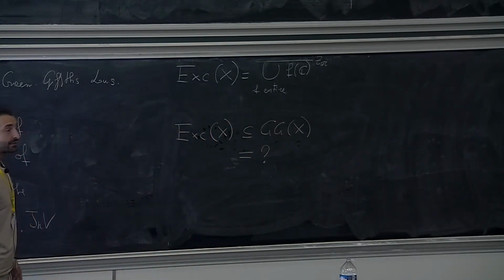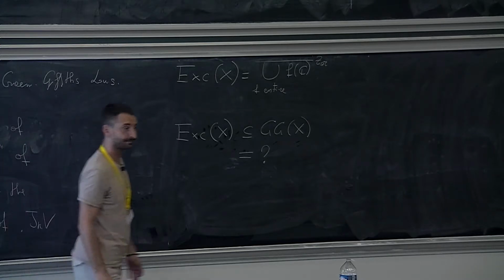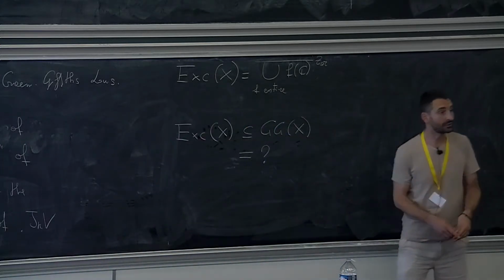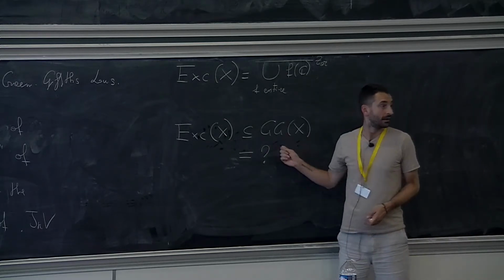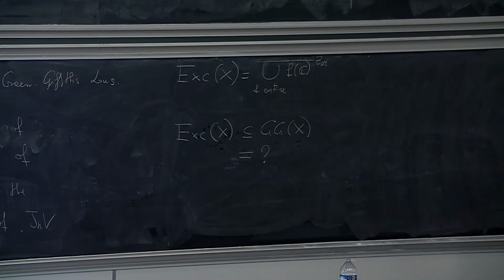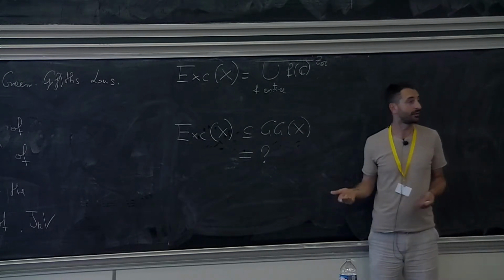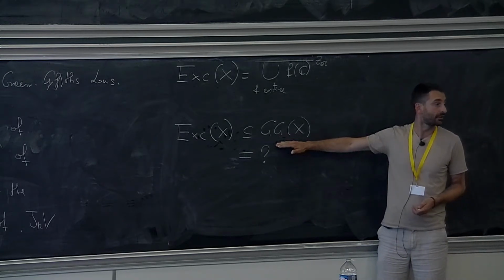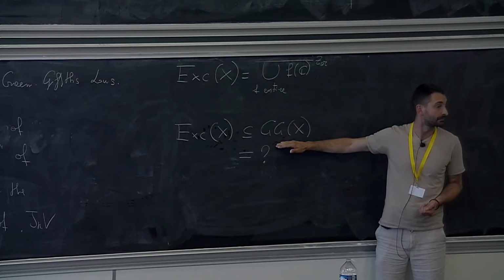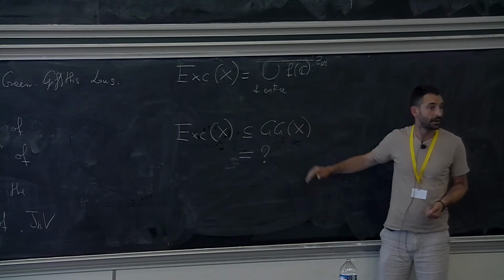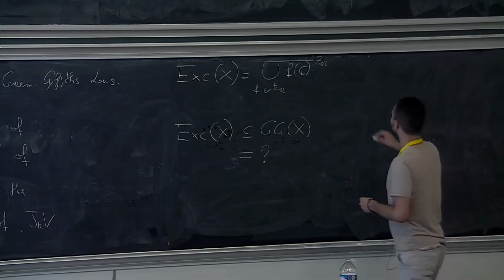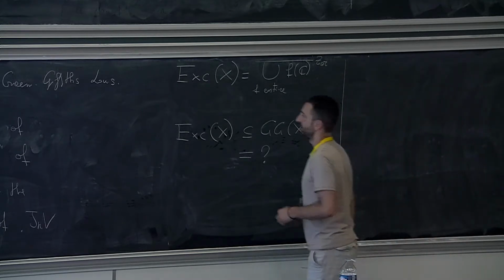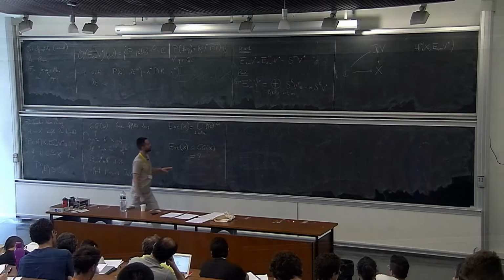And so the answer is no. So you have two questions. Question 1: are these two loci equal? And question 2: is it true that if the manifold is of general type, then this locus is not the entire manifold? Okay? And the answer is no. No. Okay?